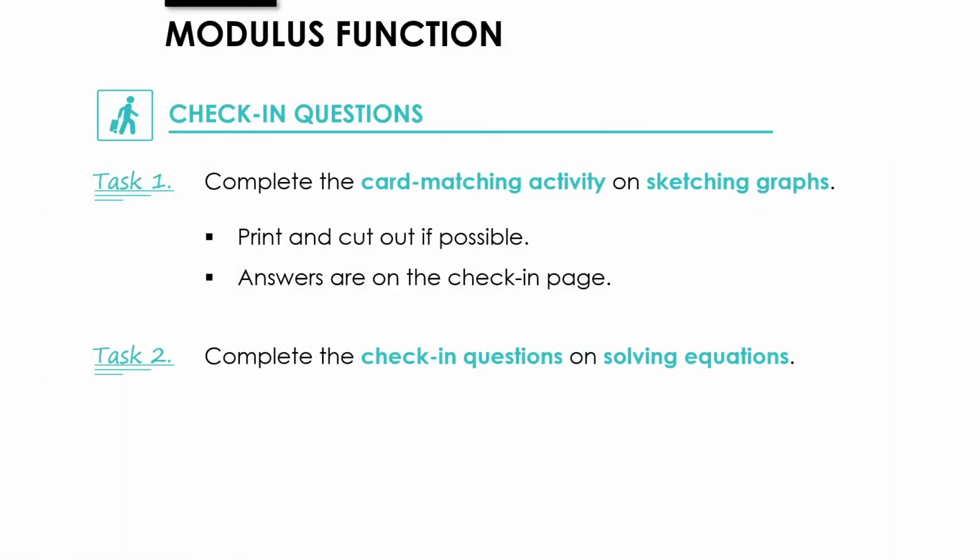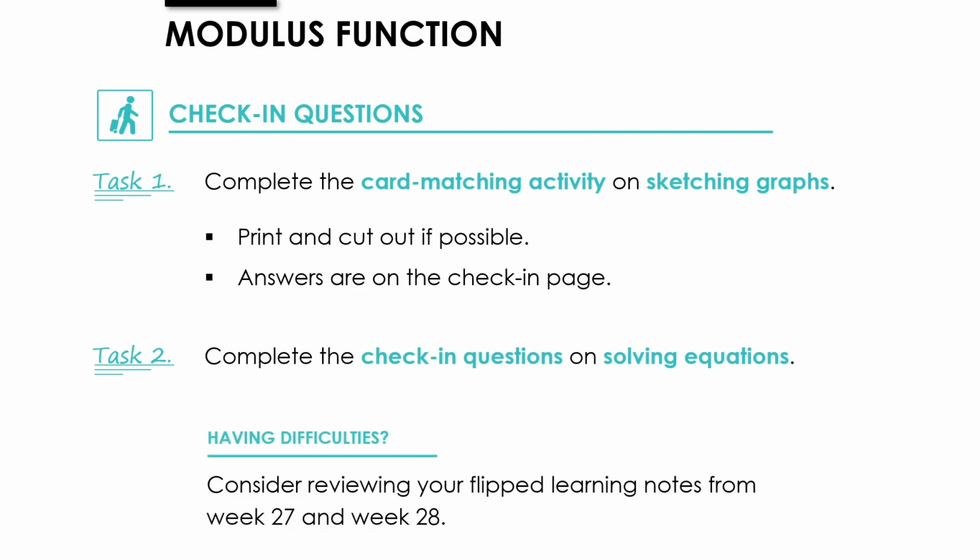The checking questions for this unit are split into two tasks. The first task is a card matching activity. If you can, print and cut out the cards. Don't worry if you can't, you can still have a go at the task. Task 2 is a set of questions on solving equations involving the modulus function. If you have difficulties with either of these tasks, you might want to look at your flipped learning notes from week 27 and week 28. Let's have a look at the two tasks in a bit more detail.